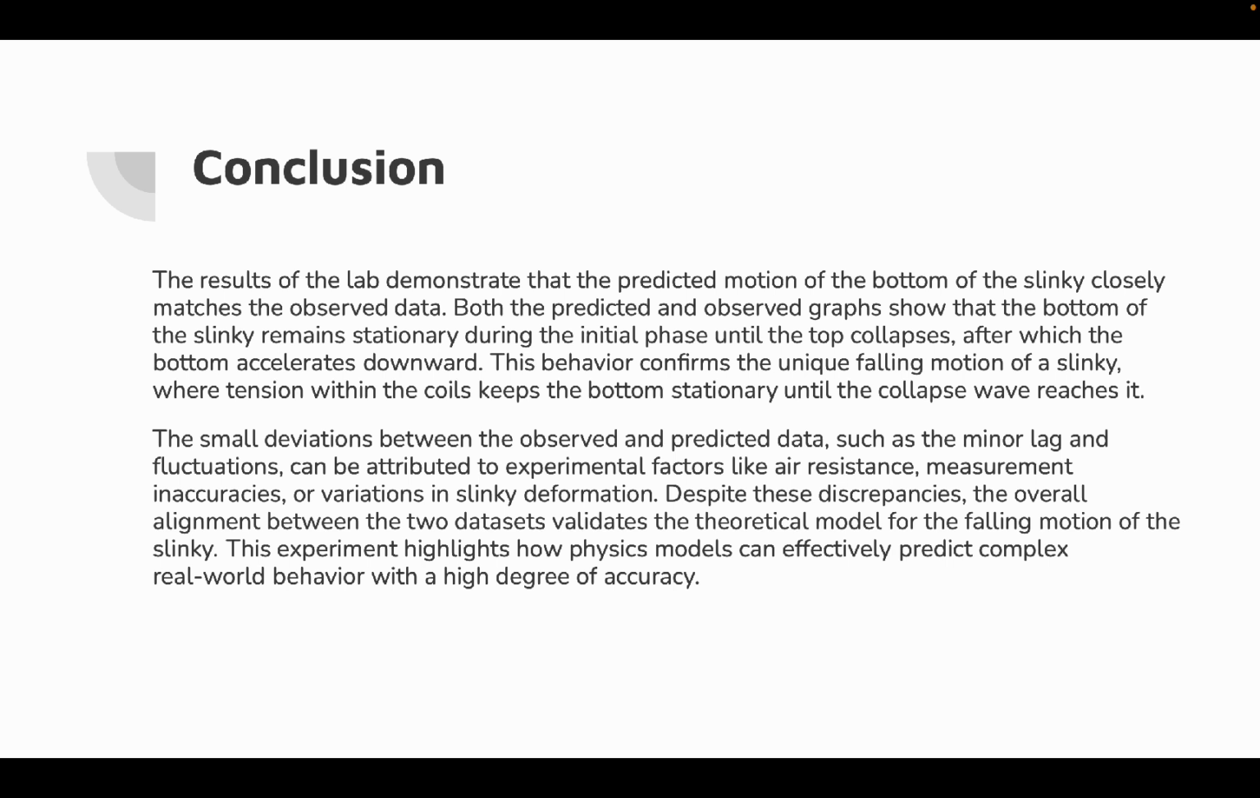The small deviations between the observed and predicted data, such as the minor lag and fluctuations, can be attributed to experimental factors like air resistance, measurement inaccuracies, or variations in slinky deformation. Despite these discrepancies, the overall alignment between the two datasets validates the theoretical model for the falling motion of the slinky. This experiment highlights how physics models can effectively predict complex real-world behavior with a high degree of accuracy.